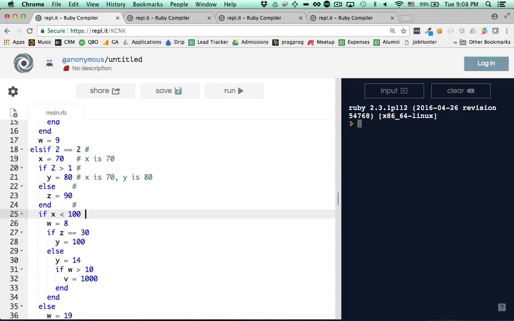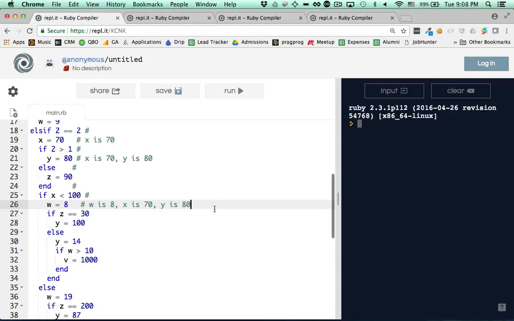25. If x is less than 100, is x less than 100? It is, because x is 70. So what line processes next? 26. Ooh, w is 8. What line processes next? 27. If z is 30, is z 30? No. So what line processes next? Else, 29. So we skip over 28. What line processes next?